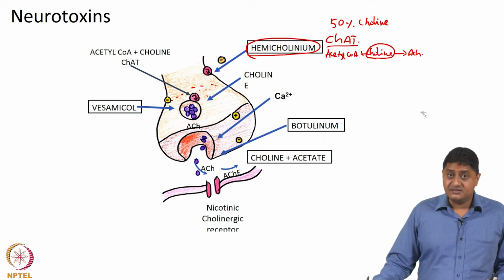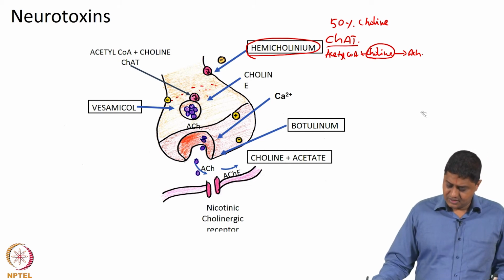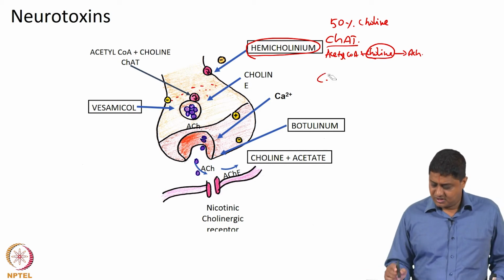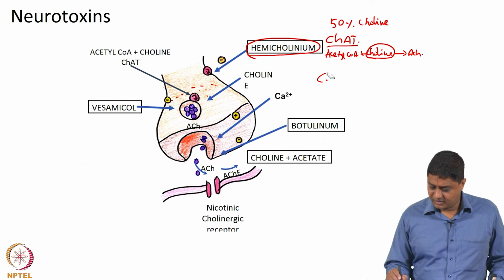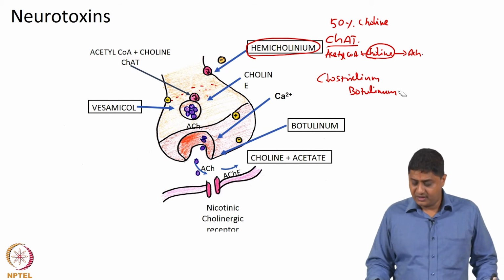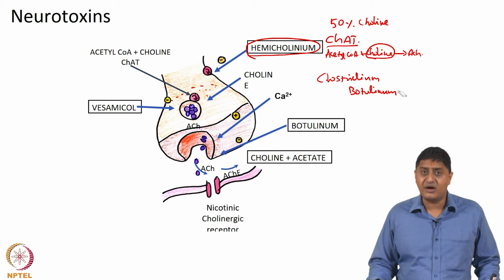Botulinum toxin is one of the most potent neurotoxins found, if not the most potent neurotoxin. So, how is it produced? Botulinum toxin is actually produced by the action of Clostridium botulinum, which is a bacteria, an anaerobic bacteria that produces this very powerful toxin. There are several variations of this toxin, several forms of this toxin, but all of them have almost similar actions on the neuromuscular junction.